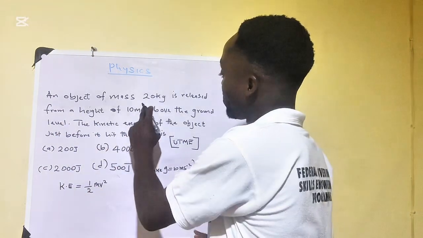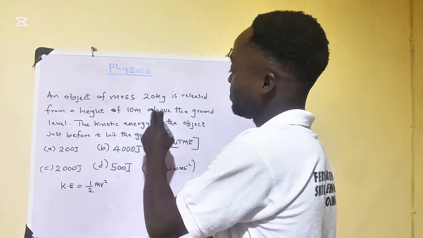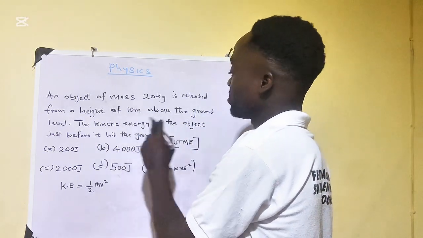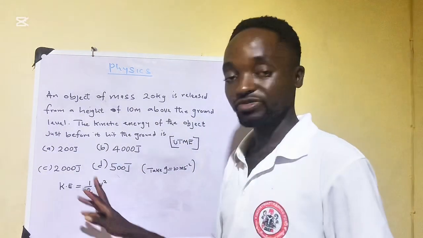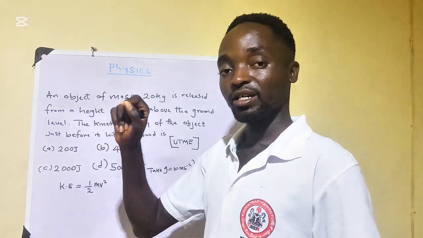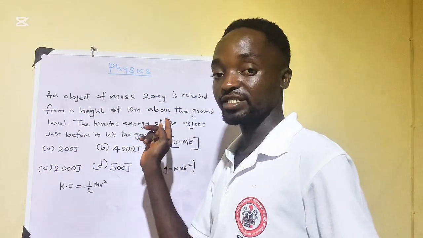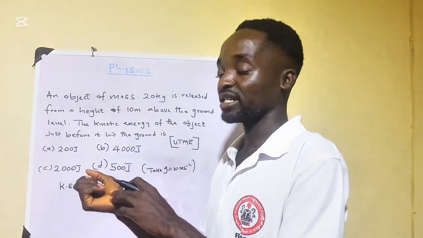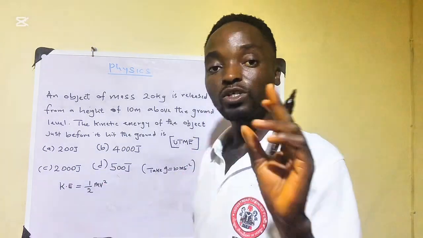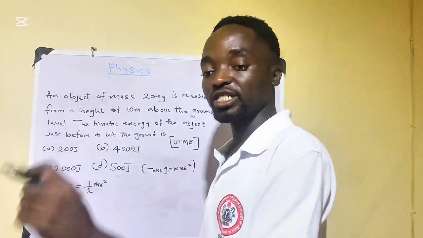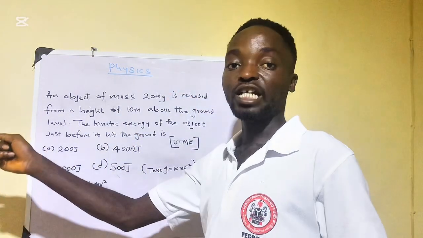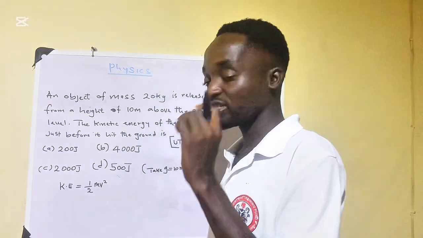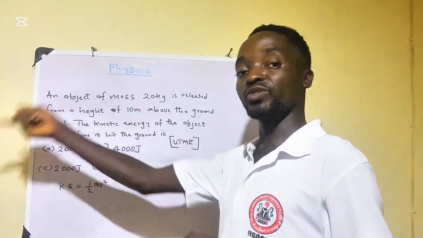They say an object of mass 20 kg is released from a height of 10 meters above the ground. The kinetic energy of the object before it hit the ground is... To solve this question, you can easily relate potential energy to kinetic energy. Remember, if something is stationary, by the time it starts moving, the potential energy will turn to kinetic energy, will be equal to the kinetic energy.